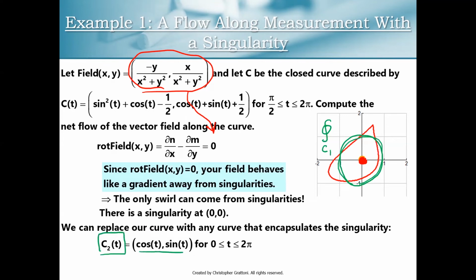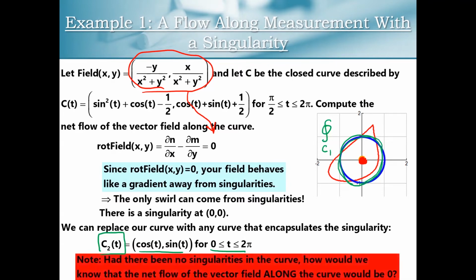C2 is equal to cosine comma sine, where t goes from 0 to 2 pi. Now, by the way, remember, if we didn't have any singularities, then this would have been an entirely pointless process, because if the rotation of the vector field is equal to 0 and we don't encapsulate any singularities, then we would know the answer is 0. So that this little red box right here, that's what they're talking about. But we're in a scenario where we do have to do a path integral, but we at least get a little bit of a shortcut by using our replacement curve.